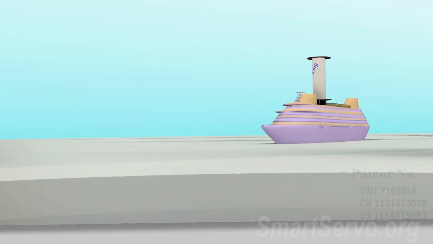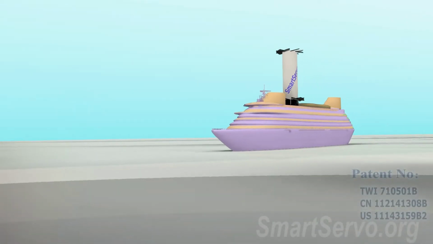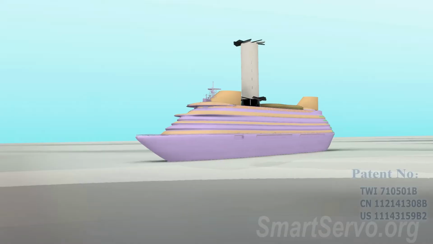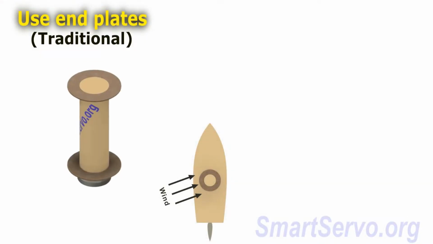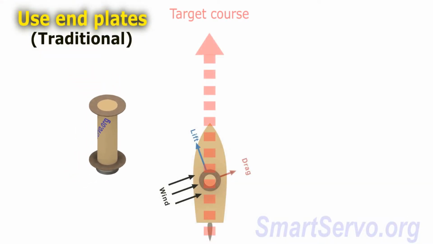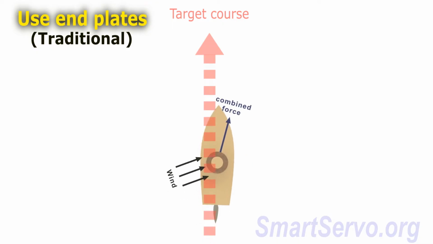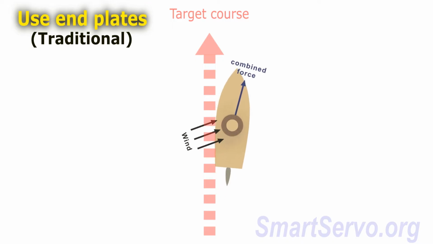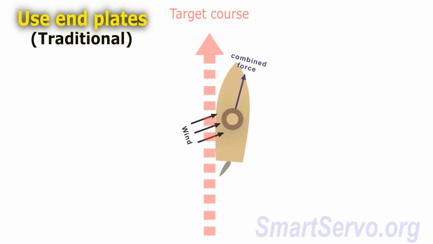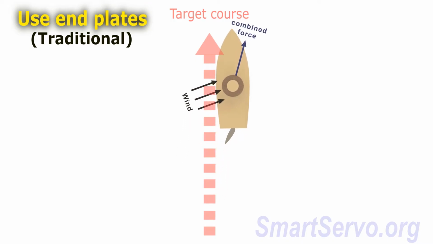For ship propulsion, blades are used instead of end plates. Are there any advantages? For traditional rotors, the lift-drag ratio is fixed at the same rotation speed. The direction of the combined force of lift and drag cannot be adjusted. When the direction of the combined force is different from the ship's course, it must be corrected by the rudder, which creates a waste of energy.